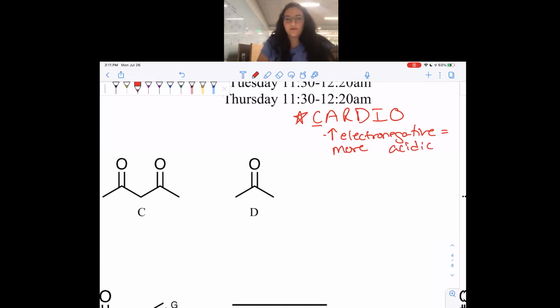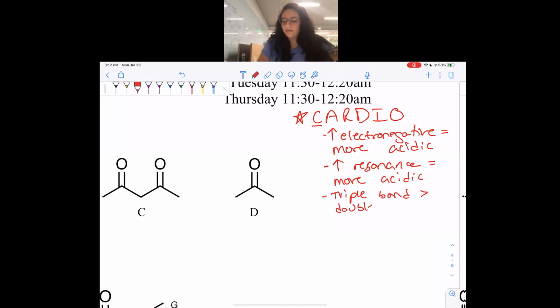As far as R for resonance goes, we know that the more resonance there is, the more acidic it is. And with that, we know that a triple bond is more acidic than a double bond, which is more acidic than a single bond. Something that's new that we added is that the alpha position is acidic.